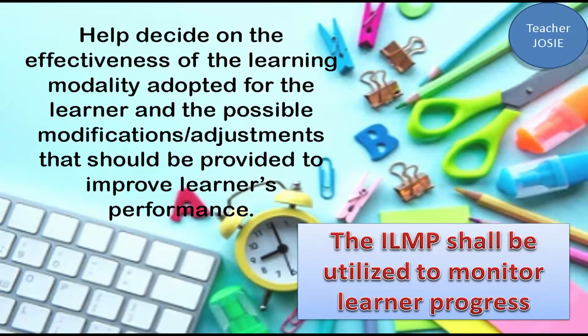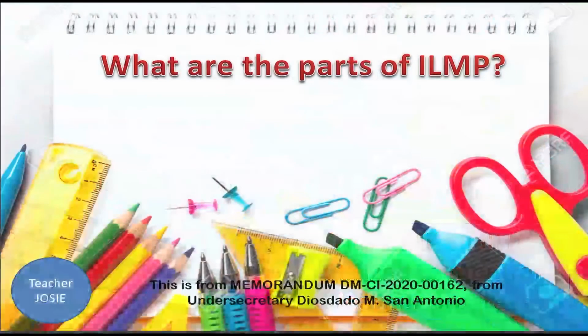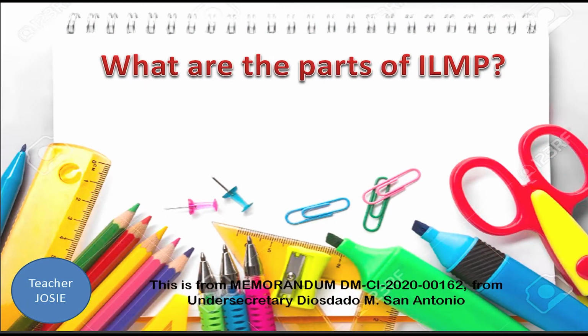It helps decide on the effectiveness of the learning modality adopted for the learner and the possible modifications or adjustments that should be provided to improve learners' performance. It guides teachers in adjusting learning content and tasks based on the characteristics, cognitive ability, readiness, interest, and profile of the learner. What are the parts of ILMP?